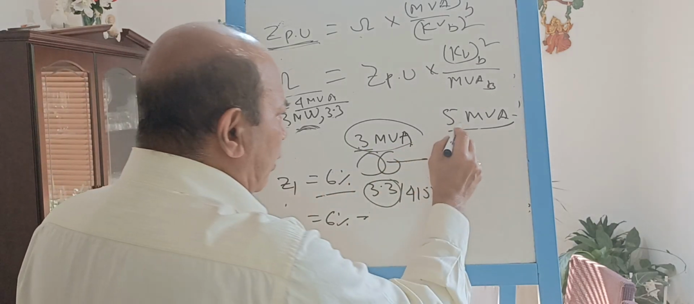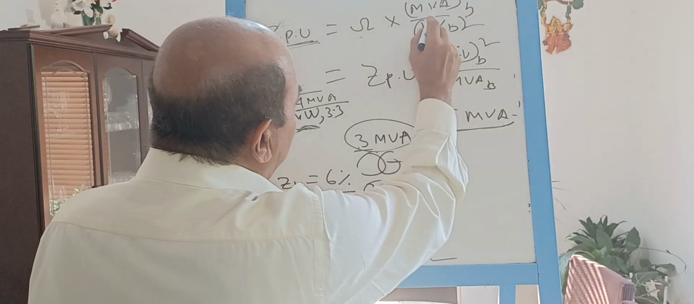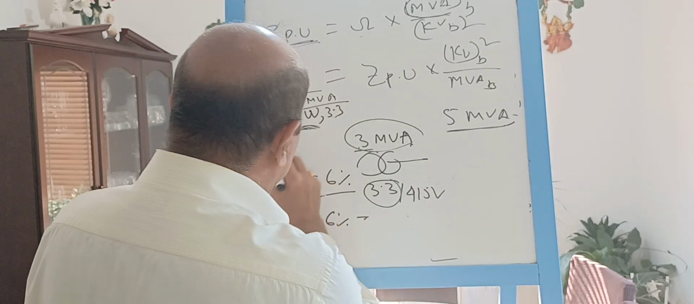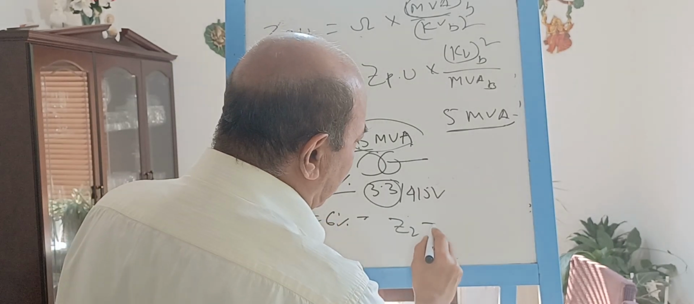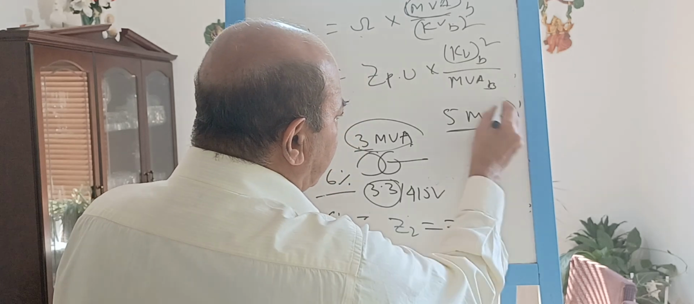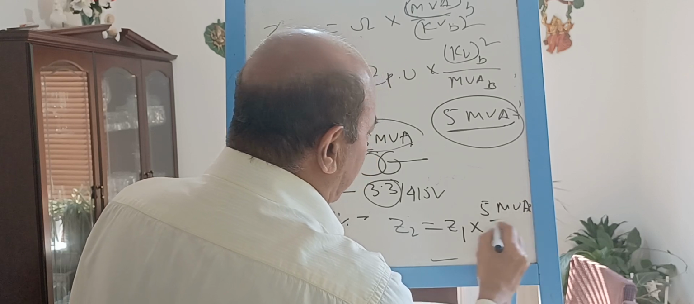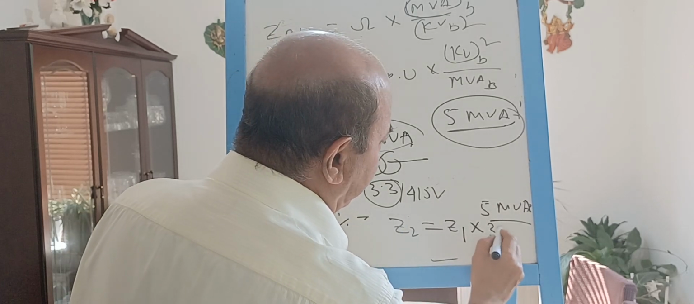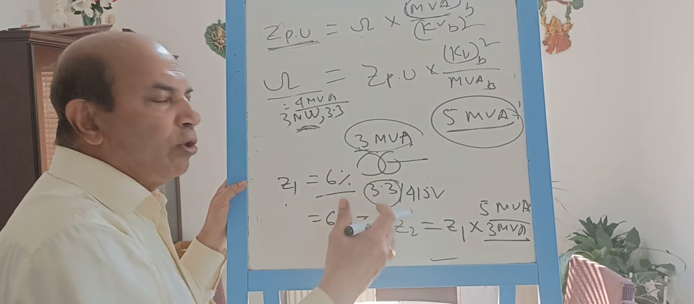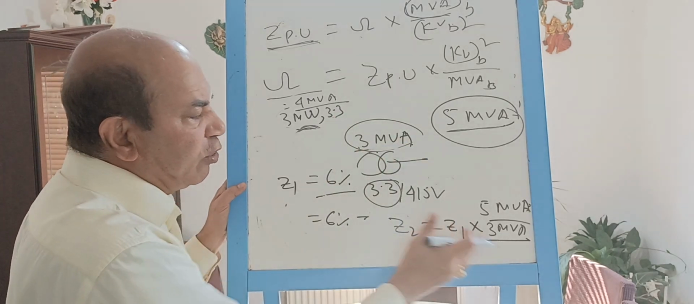Now if we convert to 5 MVA, what is the relation? It is the same formula. The new impedance Z2, when you go to a different base, equals the original Z1 into the new base MVA, 5 MVA, by the original 3 MVA. So you see, when the base MVA considered is higher, the impedance will automatically be higher. If the base MVA considered is less than the equipment MVA, then it will be less.